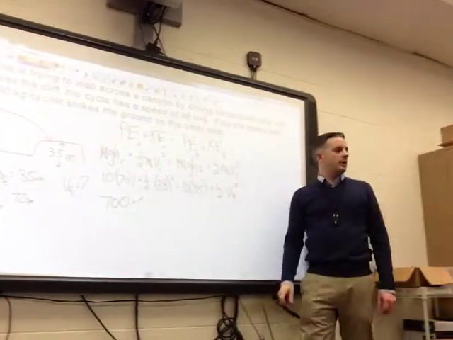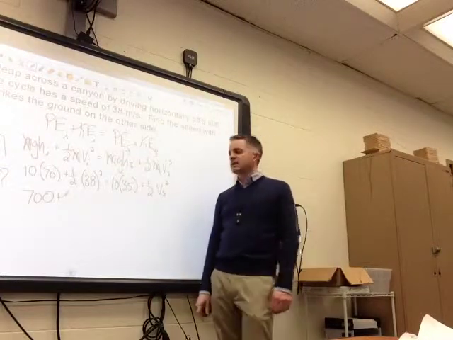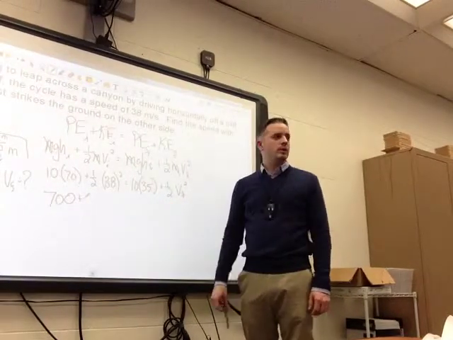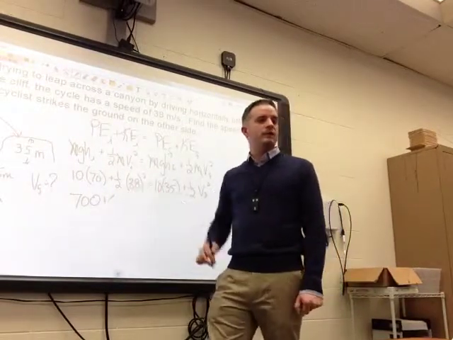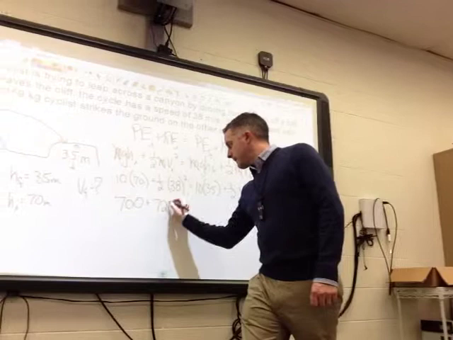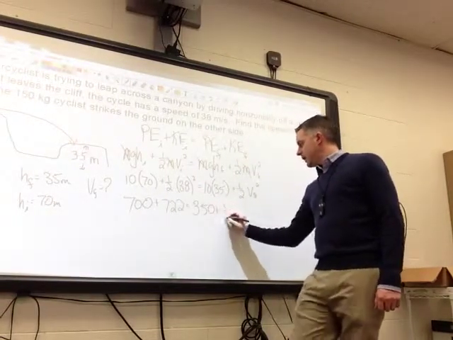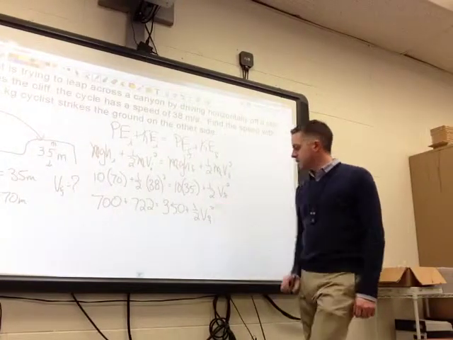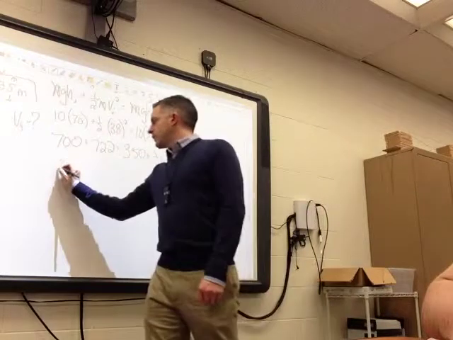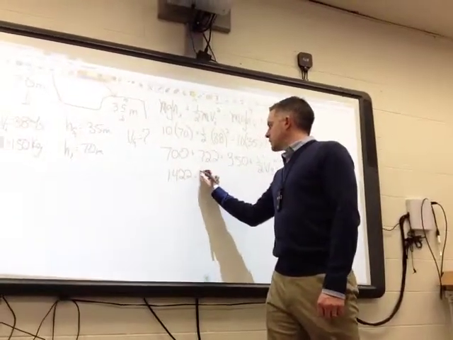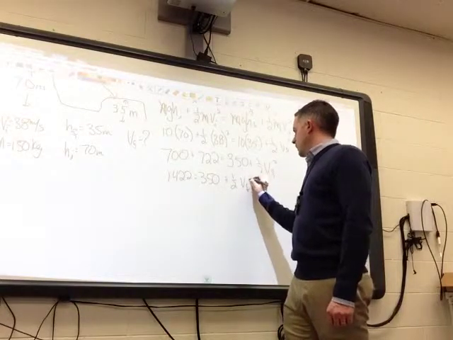38 squared. Anybody get a calculator real quick? 38 squared. That's some big number. So 38 squared is 1444. Half of that gives us 722. And then 350 plus 1/2 v sub f squared. Okay, so we've got 1422 equals 350 plus 1/2 v sub f squared.